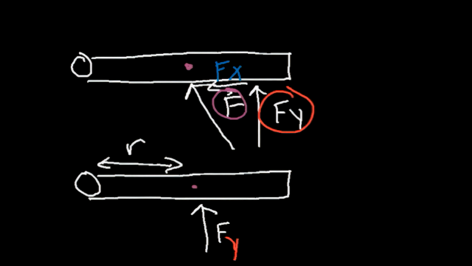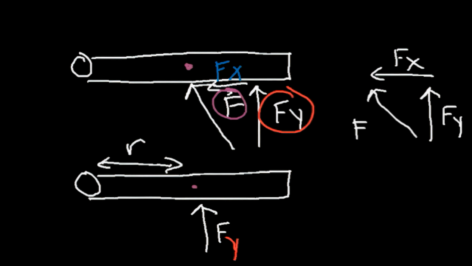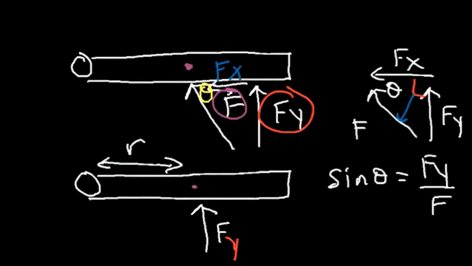Now, let's see why that's the case. So this is Fx, this is Fy, and this is F. Now keep in mind, theta is the angle between F and r. So theta is here. Sine theta is equal to the opposite side, opposite to theta is Fy, divided by the hypotenuse, which is simply F. That's across the 90-degree angle. So multiplying both sides by F, we can see that Fy is F sine theta.